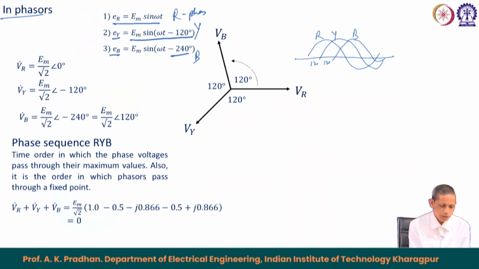Now, if we go to the phasor representation of this and take the R phase as the reference, it becomes equal to E m by root 2 at 0 degrees.